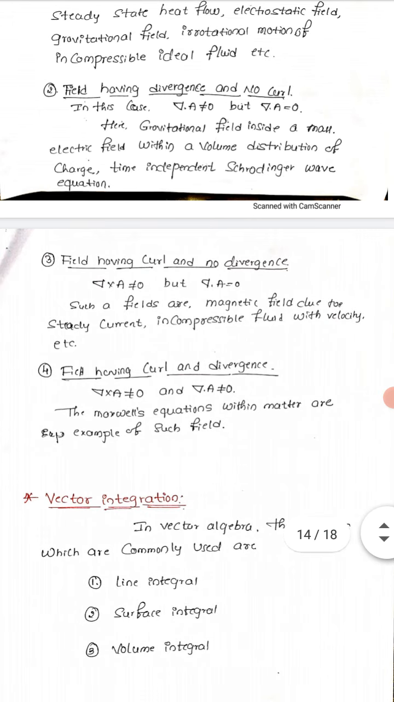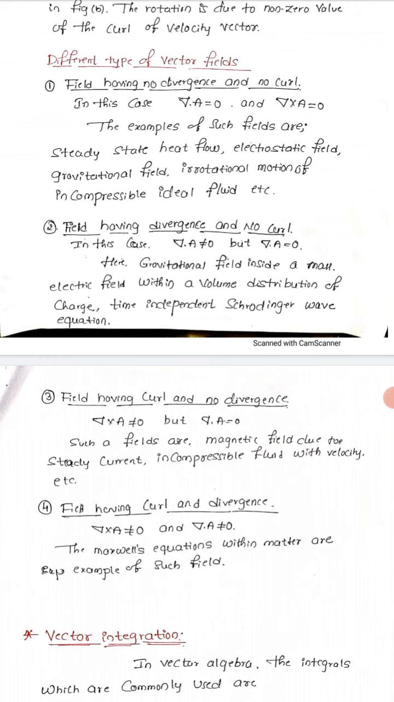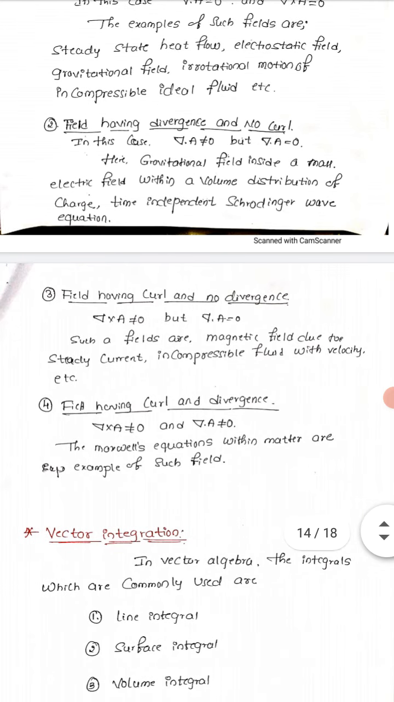Then lastly, the fourth one, the field having curl and divergence. Del cross A is not equal to 0 and del dot A is not equal to 0. An example of such a field is Maxwell's equations within matter. Okay, these are the four different types of vector field.